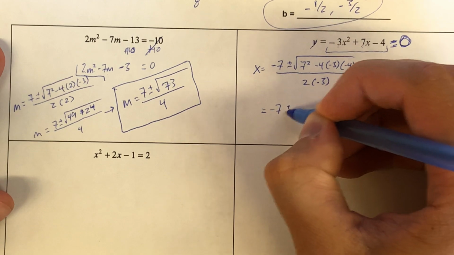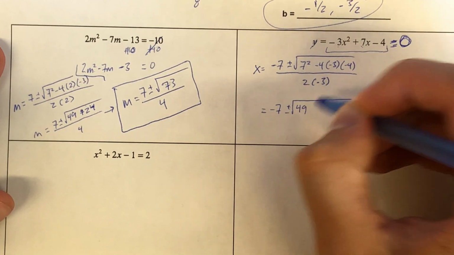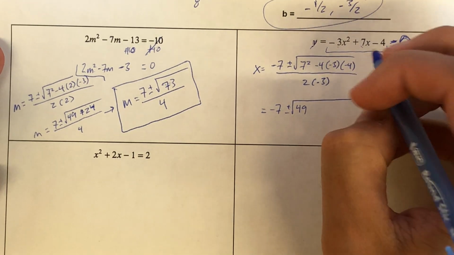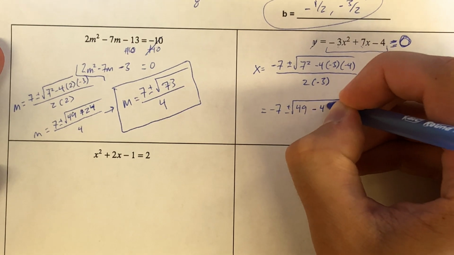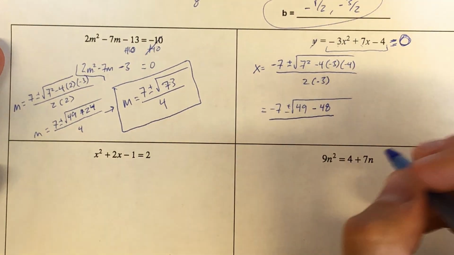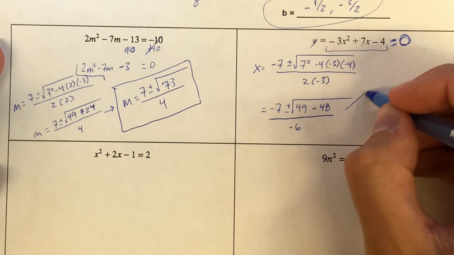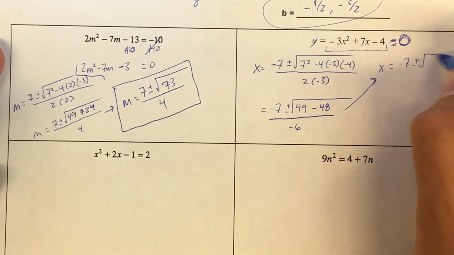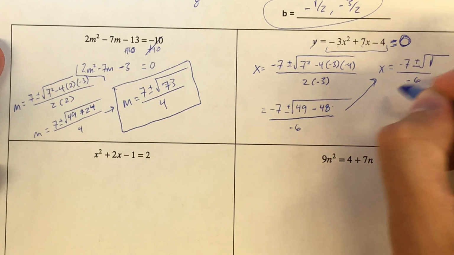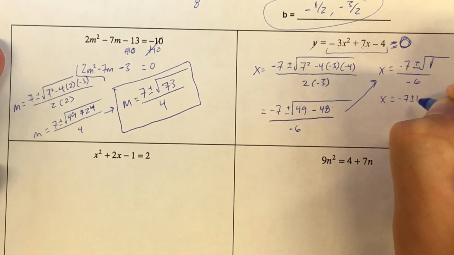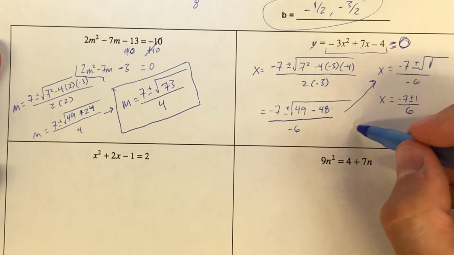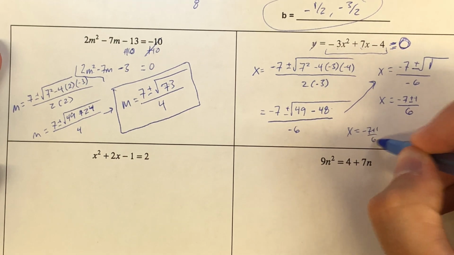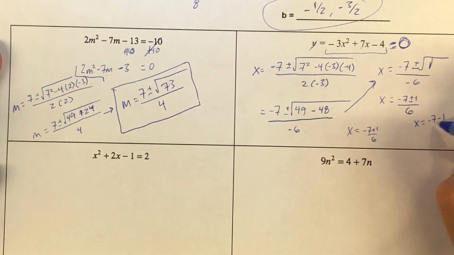Simplify that down. 7 squared is 49. Negative 4 times negative 3 is a positive 12. Times negative 4 would give us a negative 48. All over 2 times negative 3 is negative 6. 49 minus 48, that's an easy one, that's just 1. Square root of 1 is also just 1. So we have x is equal to negative 7 plus 1 over 6, and negative 7 minus 1 over 6.